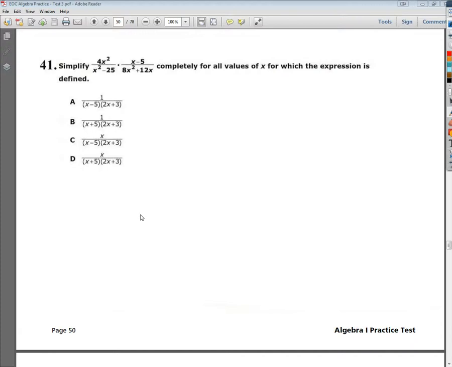Welcome. This is the Tennessee End of Course Algebra 1 practice test number 3, question number 41.